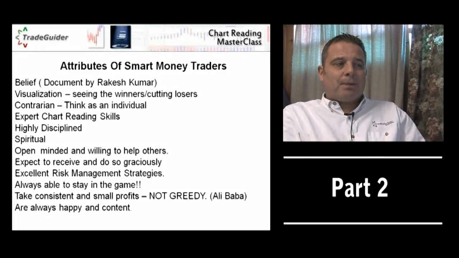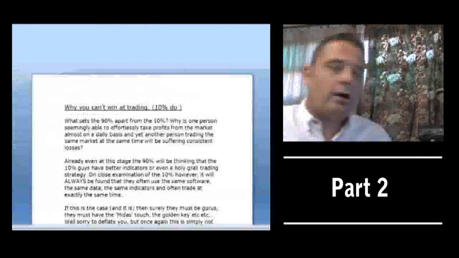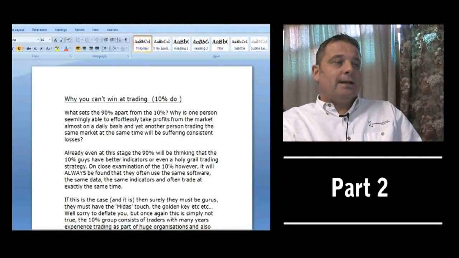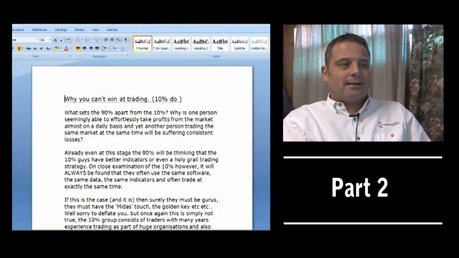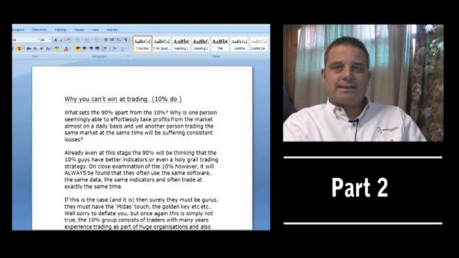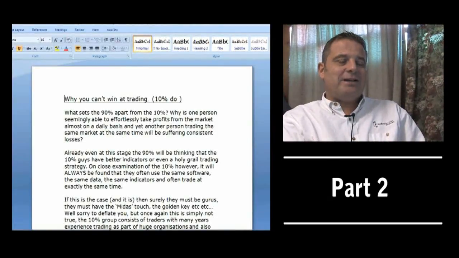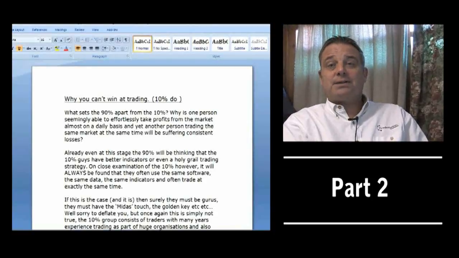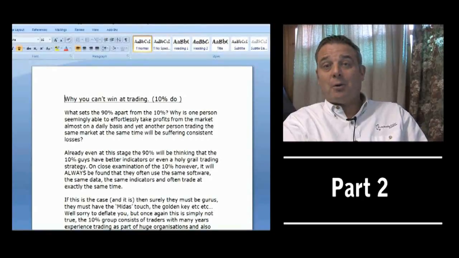Now, I'm going to talk about belief, and I want to read a document that was sent by a Trade Guider customer called Rakesh Kumar. Some of you have got this document. He's allowed me to use it. I've got permission. He sent it to me 3 or 4 years ago now. I can't claim to have written this. It's Rakesh. And if he's listening to this recording, I'm very grateful for him to allow me to read this. Because it really summed up for me why a lot of traders do fail. And it's because of self-doubt and self-sabotage. It's nothing to do with their chart reading skills. It's actually themselves. They're their own worst enemies.